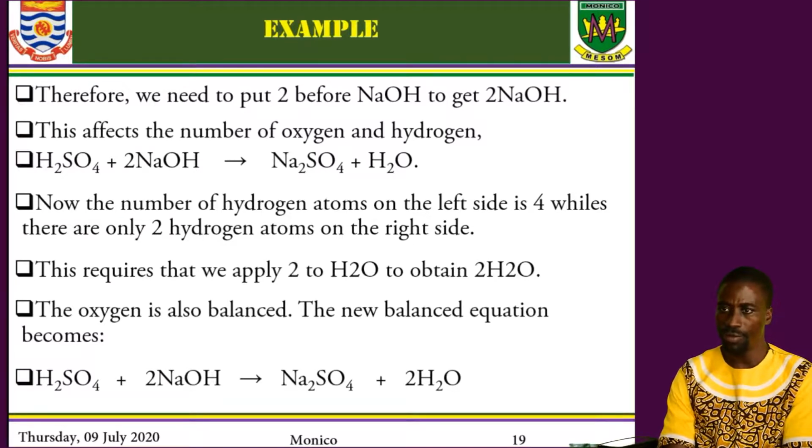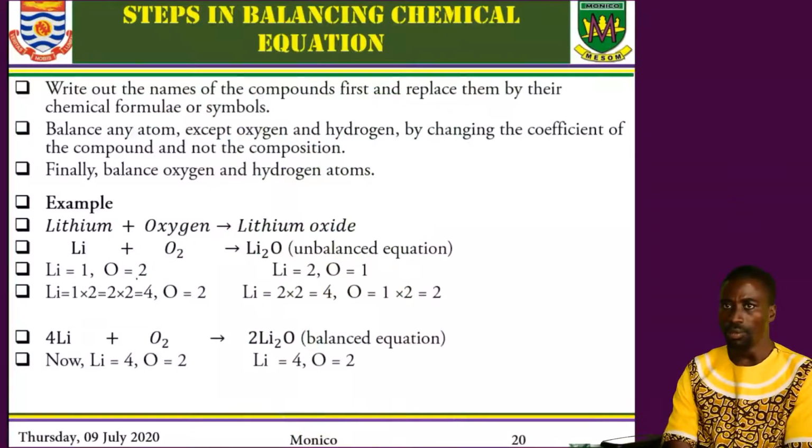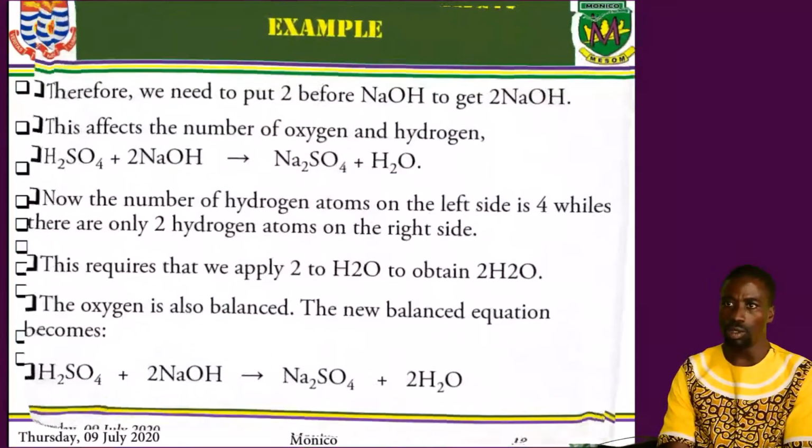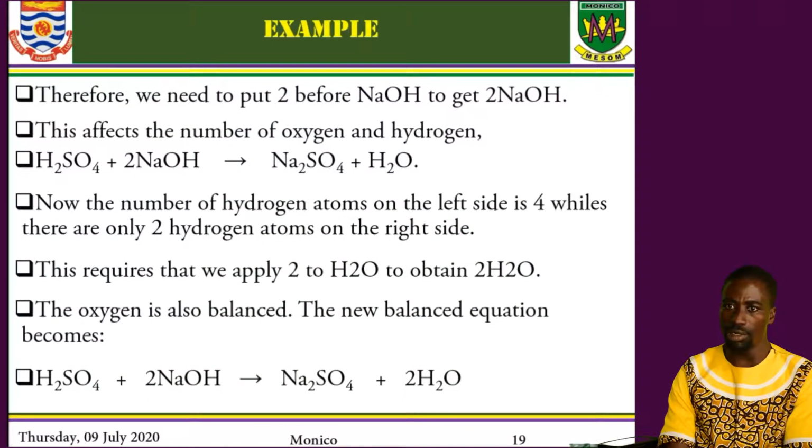So I have Na2SO4, so I have 4 there and then 2 there, which is also 6. Alright. Good. So then our equation is now well balanced. This is our new equation. So take note of that.